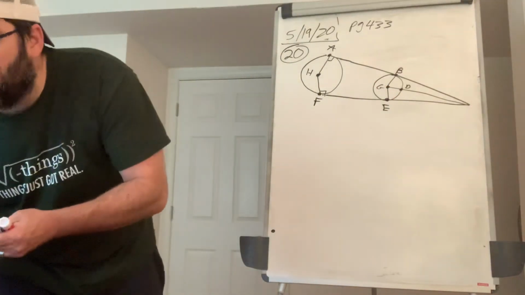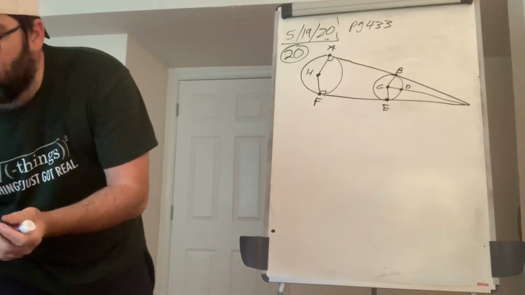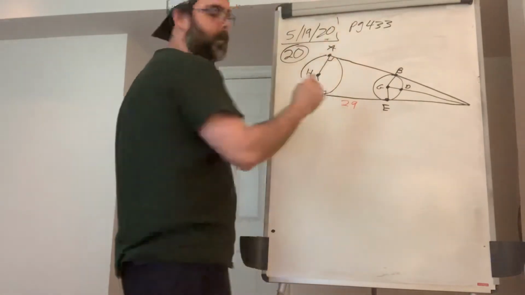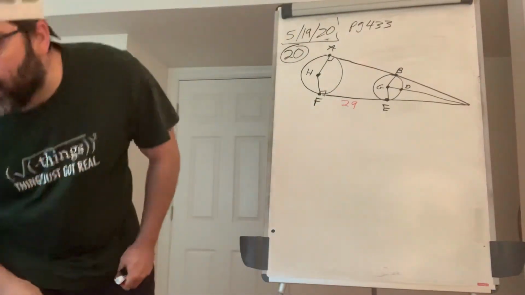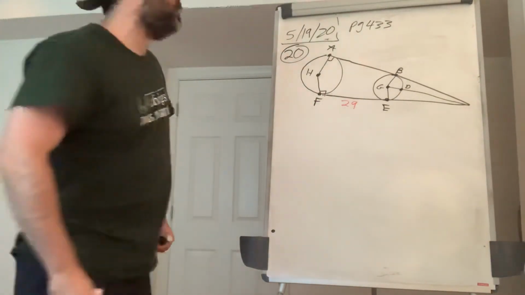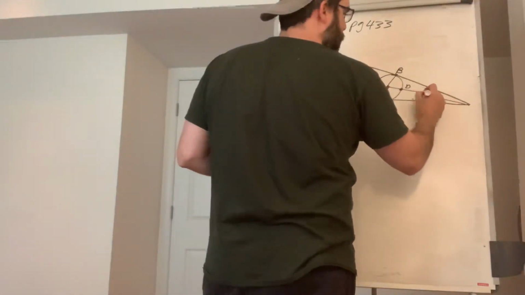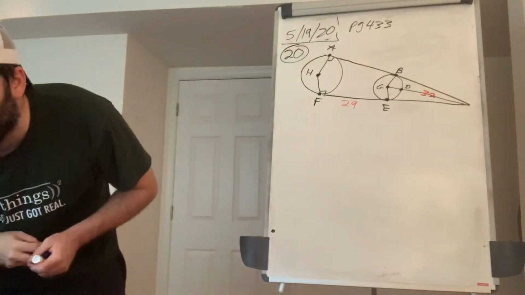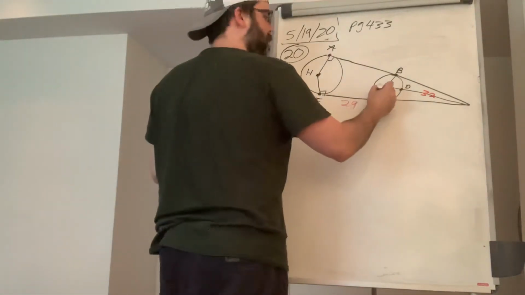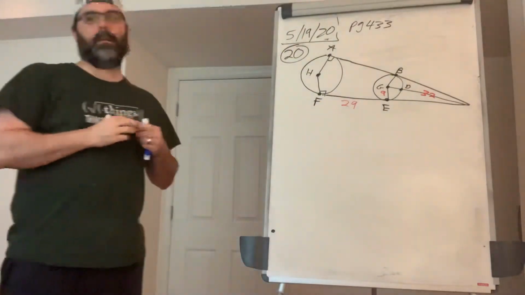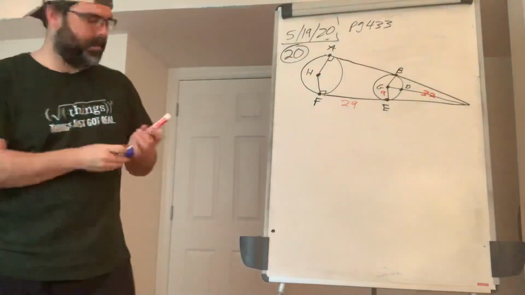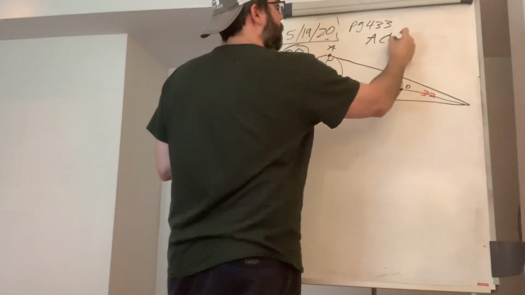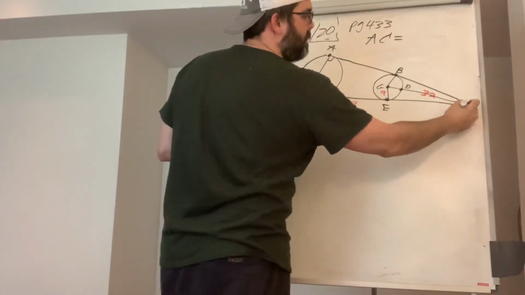Okay, and we know a couple of pieces of information. We know that this is 29. That is from F to E. And we know that DC is 32. And we know that GE is 9. Okay, and our job is to find AC. C is at the end there.